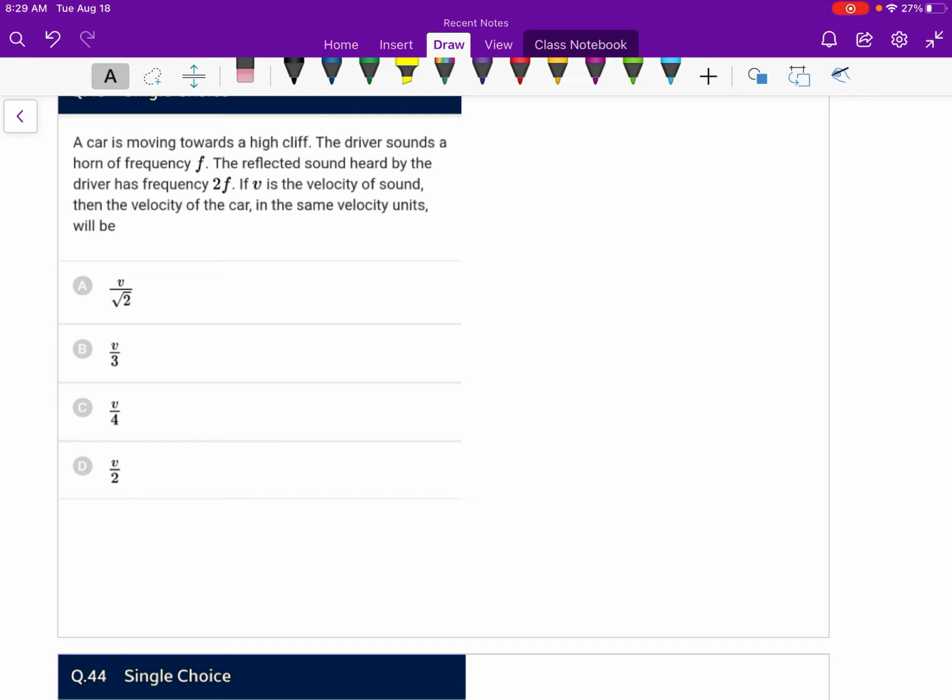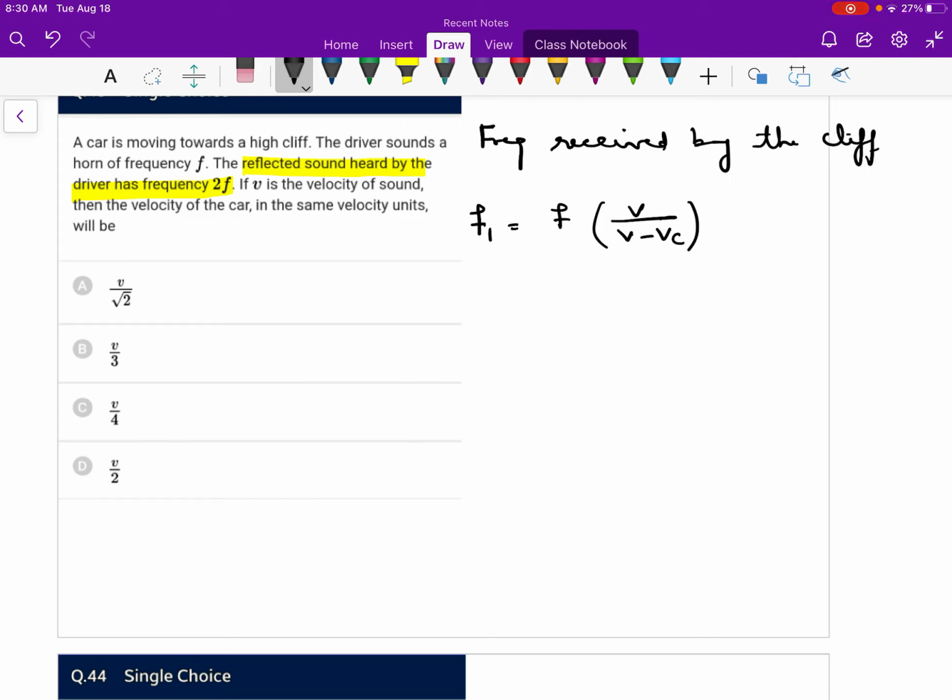A car is moving towards a cliff. The driver sounds a horn of frequency f. The reflected sound heard by the driver has frequency 2f. So the frequency received by the cliff is f v upon v minus vc. Now this frequency is reflected by the cliff, which now acts as a stationary source.